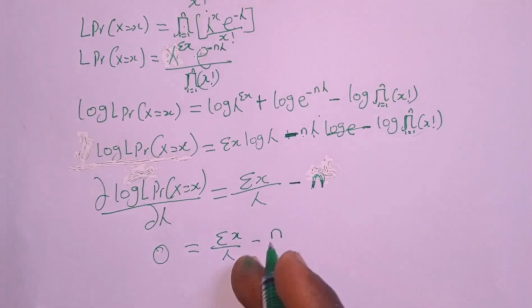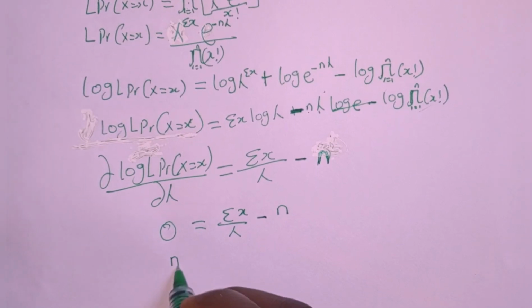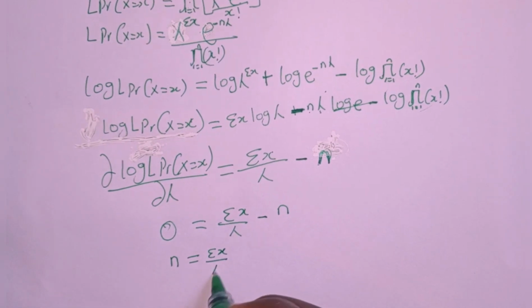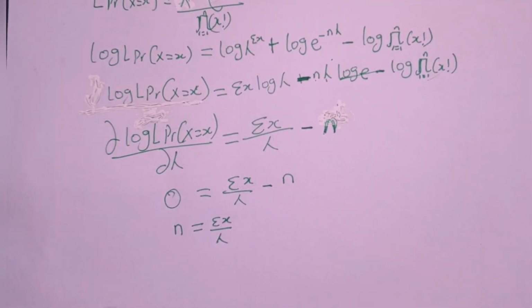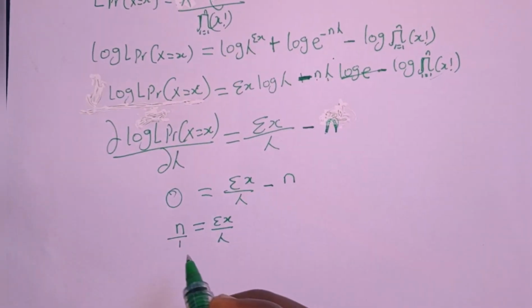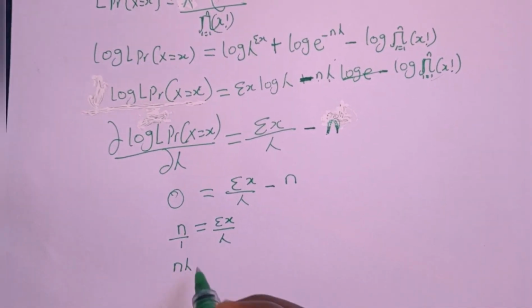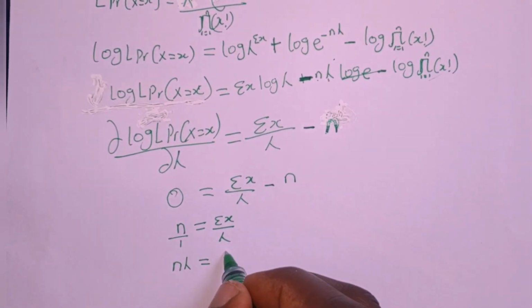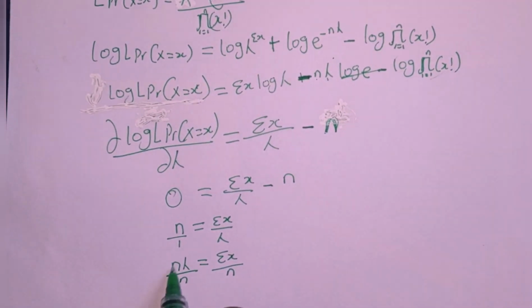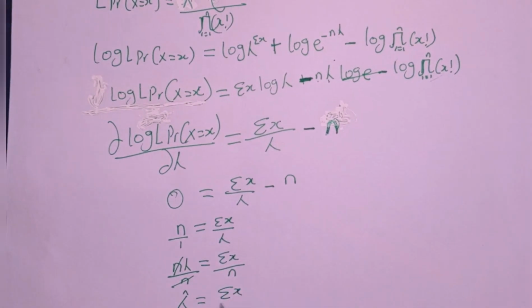So we take this n to the left hand side. This is negative, so it changes to positive n, which is equal to the summation of x over lambda. The next thing we're going to do, remember we are interested in making lambda the subject of the formula. We cross multiply. This n can also be written as n over 1 for easy cross multiplication. Then this lambda multiplied by n is going to give us n lambda, which is equal to 1 multiplied by the summation of x, which gives us the summation of x. Then we divide through by n in order to make lambda the subject of the formula. This n is going to cancel. The lambda estimate is now equal to the summation of x over n.